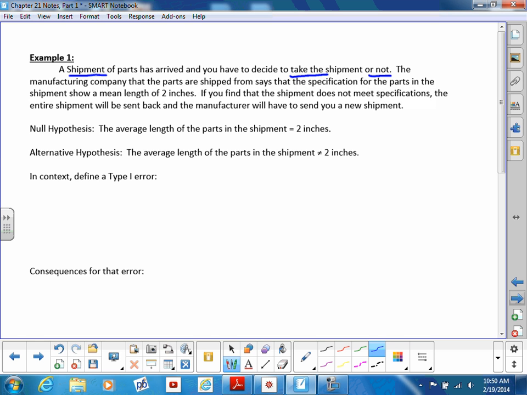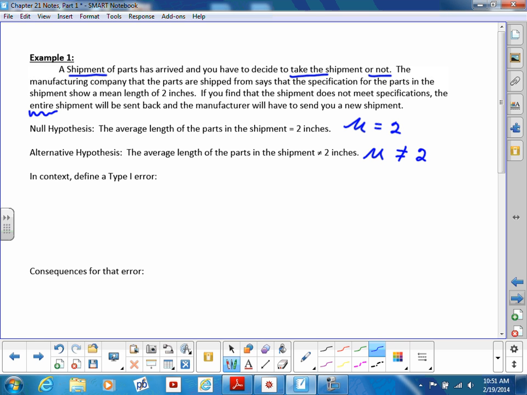So, the manufacturing company that sends you those parts says that the specification for the parts shows an average length of 2 inches. Okay? So the null is that the average length is 2 inches. But if you find that the shipment does not meet specifications, then the entire shipment is going to be sent back to the manufacturer, and then they will have to send you a new one. So if you find that the parts are not equal to 2 inches, then you're going to do that.